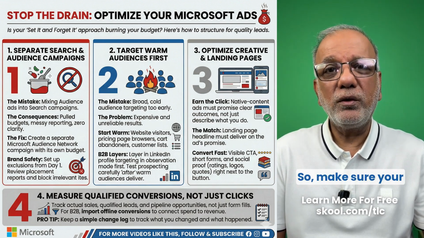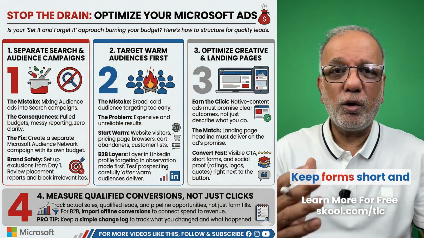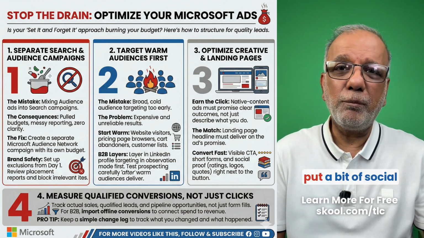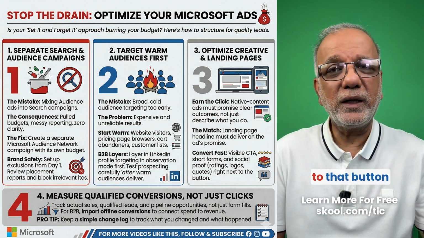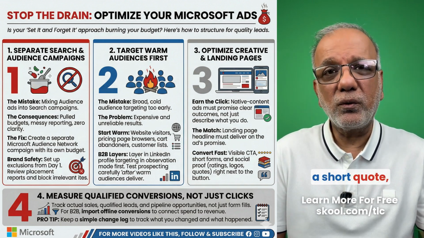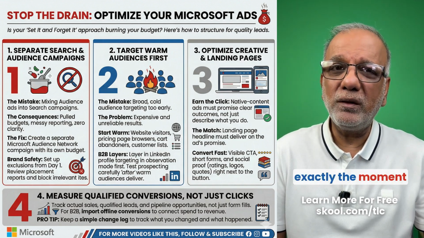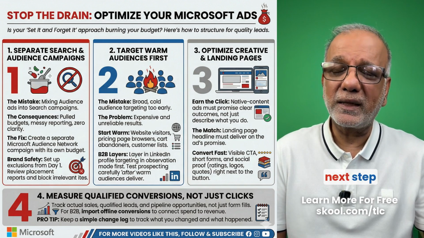So make sure your main call to action is visible straight away. Keep forms short and put a bit of social proof right next to that button. A star rating, a client logo, a short quote. Something that says you can trust us at exactly the moment they're deciding whether to take that next step.